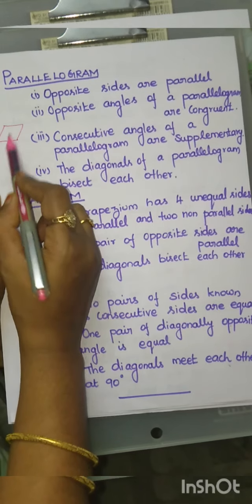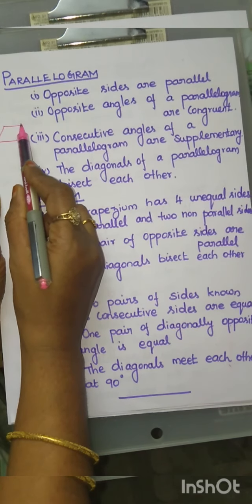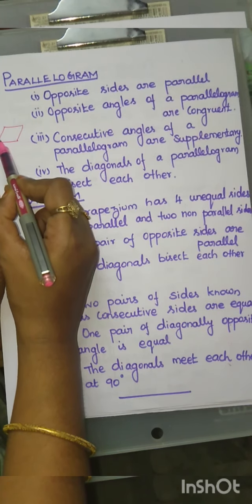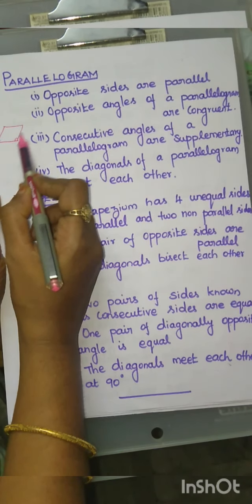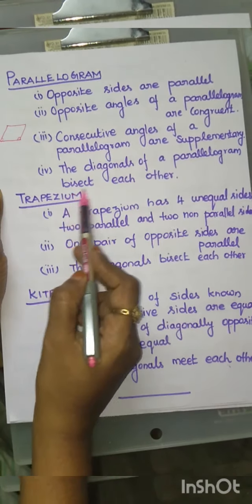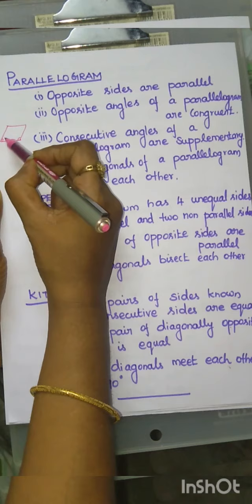Opposite sides are parallel. Opposite angles of a parallelogram are congruent, actually opposite angles are equal. The sum of any two adjacent angles is actually 180 degrees. Supplementary means the sum of the angles is 180 degrees. The diagonals of a parallelogram bisect each other. Okay.